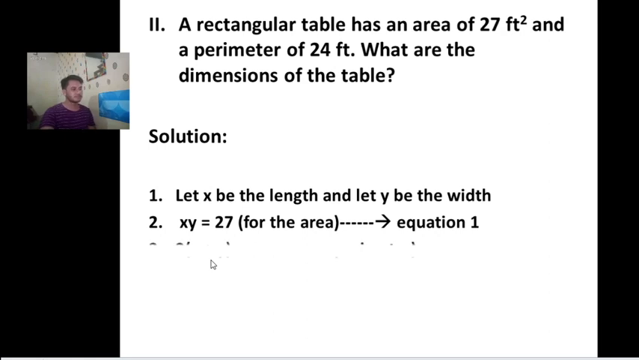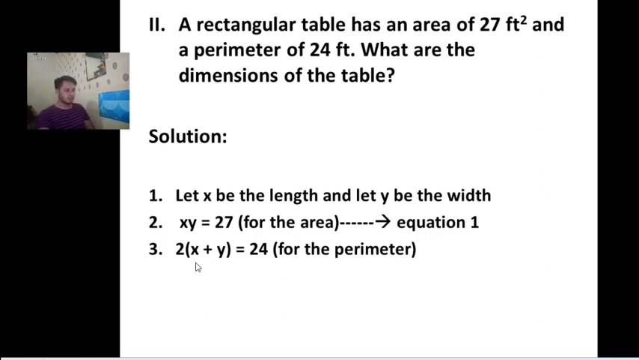Next, we will set up the equation for the perimeter. And we have 2 times quantity of x plus y equals 24. Again, to solve for the perimeter of a rectangle, we have the formula 2 times quantity of length plus width. So we have this one.